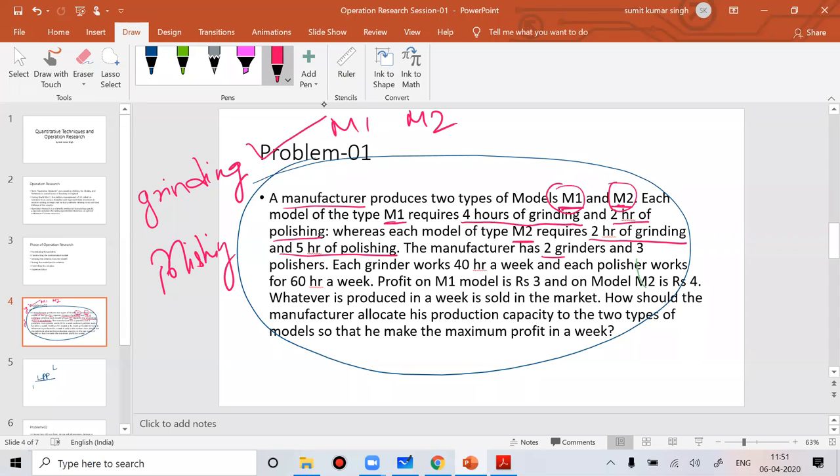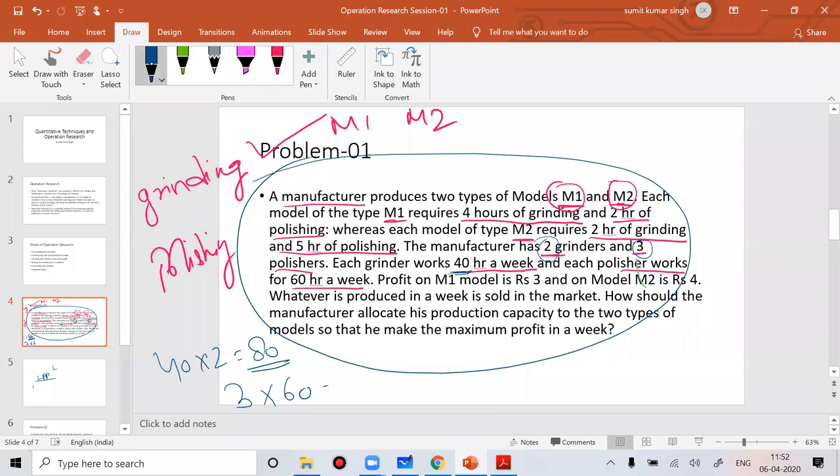The manufacturer has two grinders and three polishers. Each grinder works for 40 hours a week, and each polisher works for 60 hours a week. So the company has two grinders, and one grinder works 40 hours a week. How many hours will the grinders work in total? 80 hours. And they have three polishers, and one polisher works 60 hours. So how many hours can the polishers work? 180 hours.